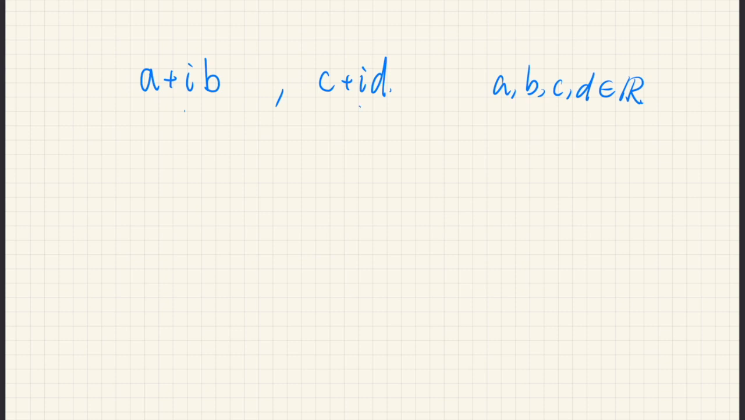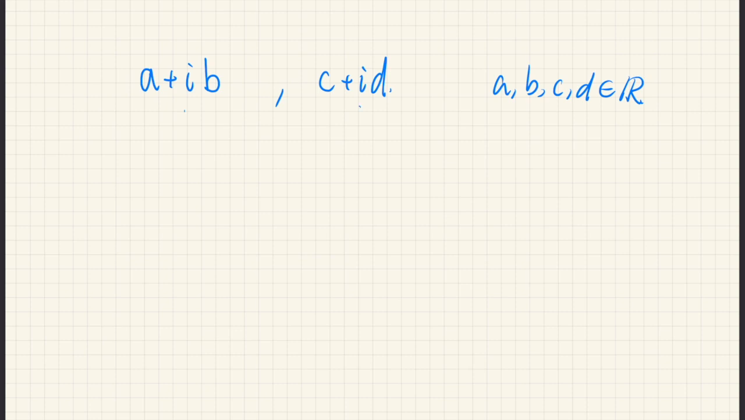Alright, in this video, we study what addition and multiplication of complex numbers mean in geometric terms. So let's start. First, addition. Suppose we have two complex numbers, a plus ib and c plus id, and of course, a, b, c, d are all real, and i is the imaginary unit.